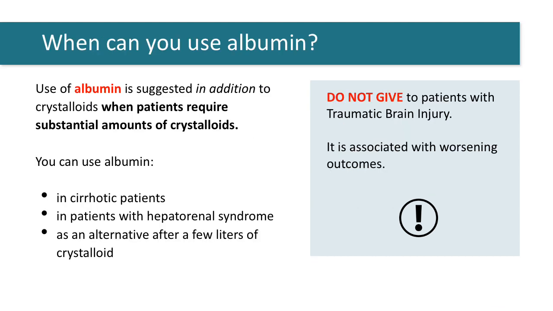So when exactly can you administer albumin? The use of albumin is suggested when patients require substantial amounts of crystalloid. We would recommend the use of albumin based on the guidelines in those patients with a history of cirrhosis or patients with hepatorenal syndrome. Albumin can also be used as an alternative in patients after several liters of crystalloid have been given for fluid resuscitation.